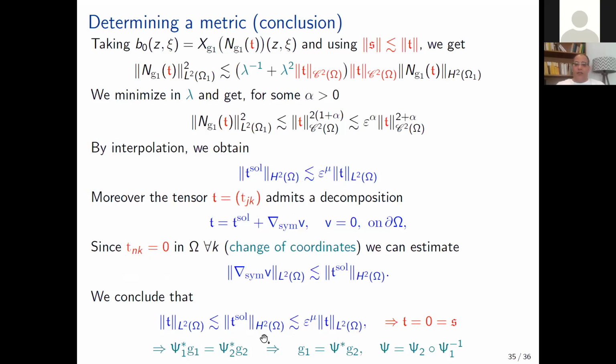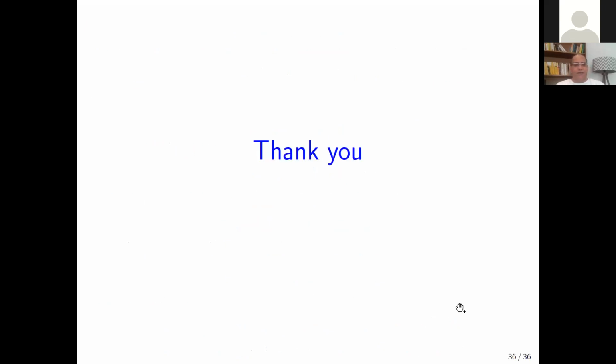Of course, this final identity guarantees that T equals zero if you take epsilon small. So if T equals zero, we have S equals zero, but S is just the pullback of the metric G1 minus the pullback of the metric G2. Then we find G1 and G2 are isometric, and we have the pullback psi is psi 2 composed with psi 1 inverse. Okay, thank you very much for your attention.